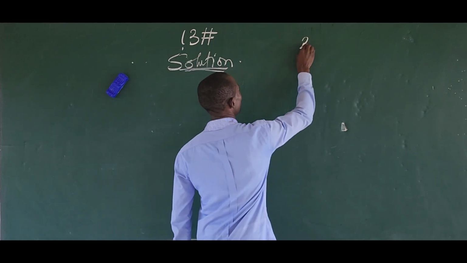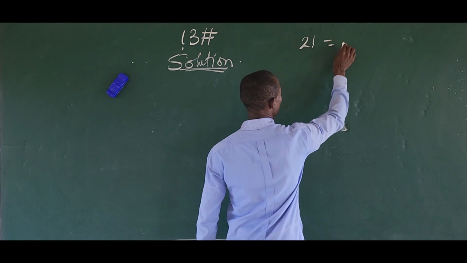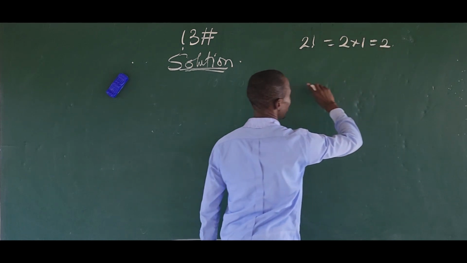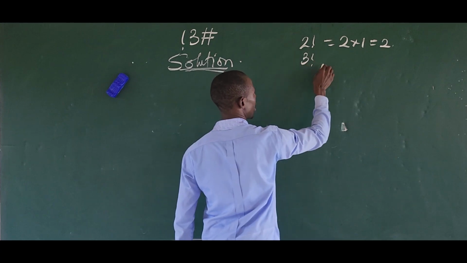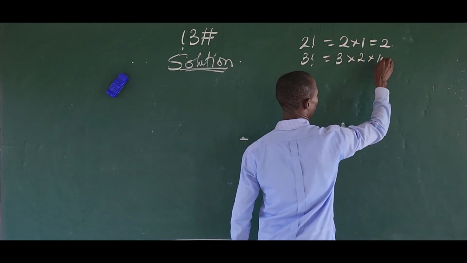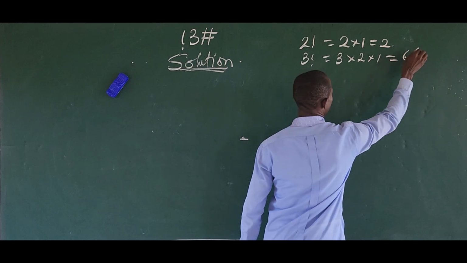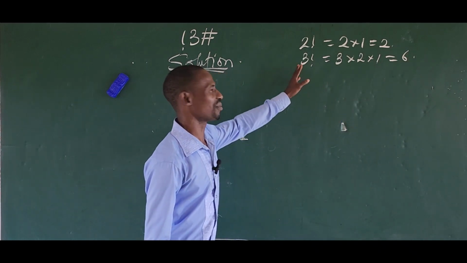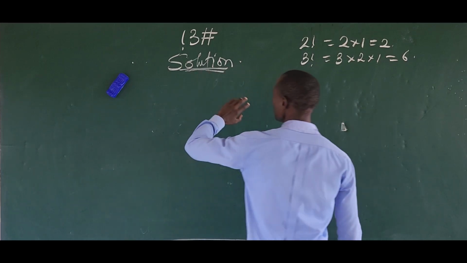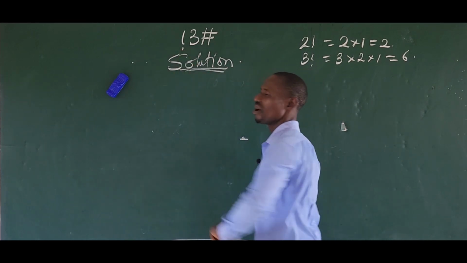So we know that the factorial symbol, if you are given something of this kind, let's assume you have 2 factorial. This means 2 times 1, which is equal to 2, right? Then if we have 3 factorial, this is equal to 3 times 2 times 1, which is equal to 6. Good. So this is what we mean by a factorial. But here we are having what is called the subfactorial.